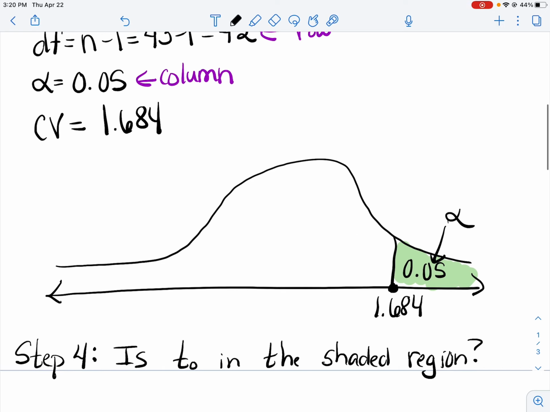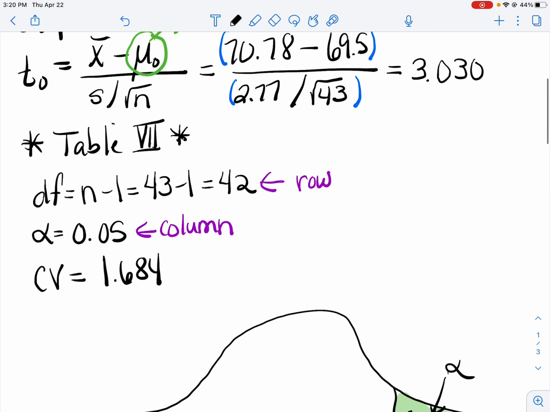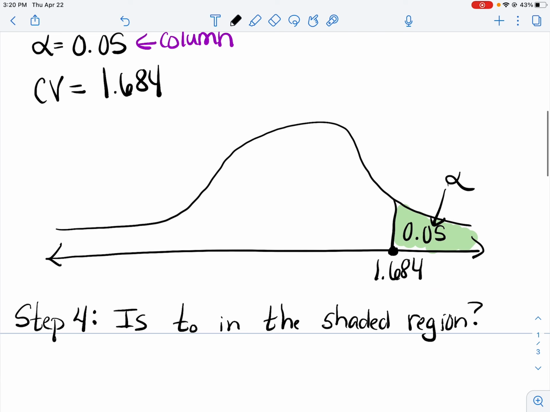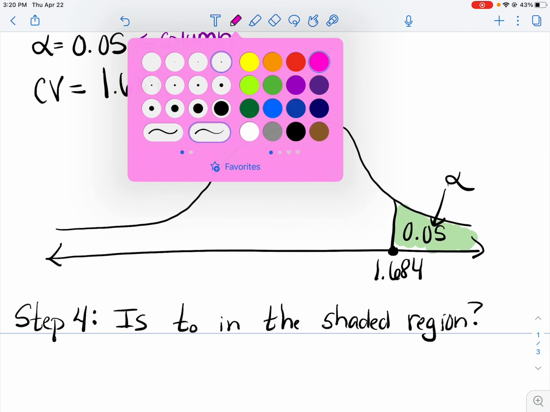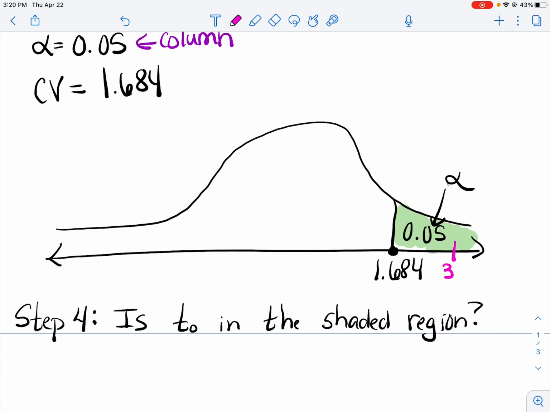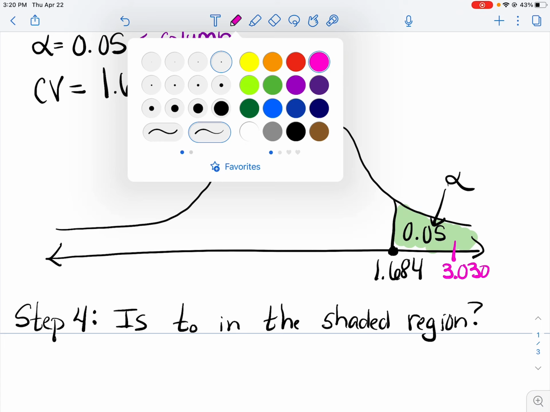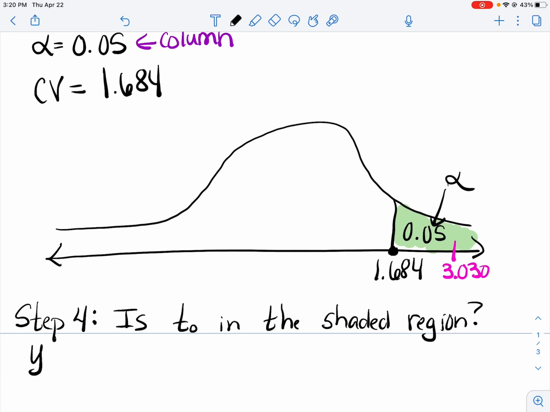Well, my test statistic was 3.030. 3.030 would be somewhere over here. And so is the test statistic in the shaded region? The answer is yes. This tells me then to reject the null hypothesis.